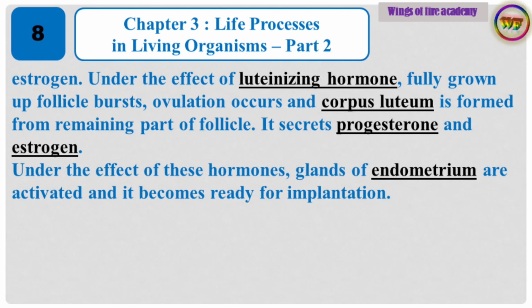estrogen. Under the effect of luteinizing hormone, fully grown up follicle bursts, ovulation occurs and corpus luteum is formed from remaining part of follicle. It secretes progesterone and estrogen. Under the effect of these hormones, glands of endometrium are activated and it becomes ready for implantation.